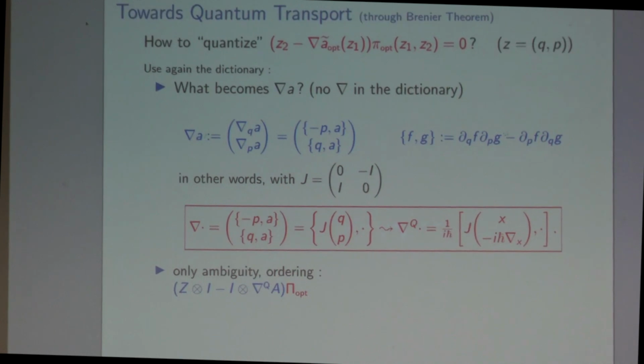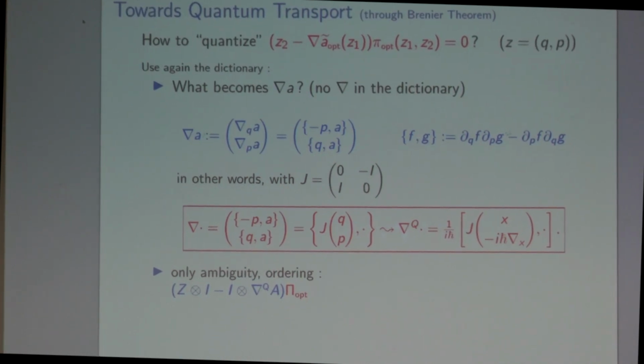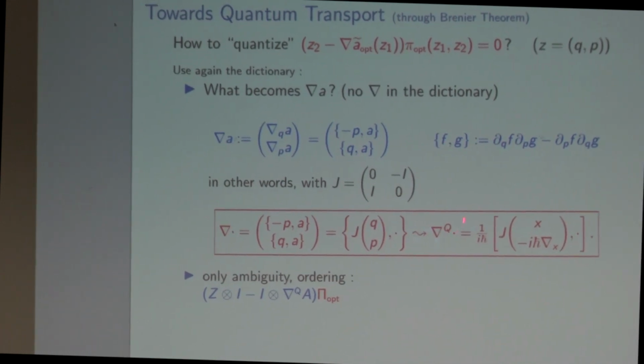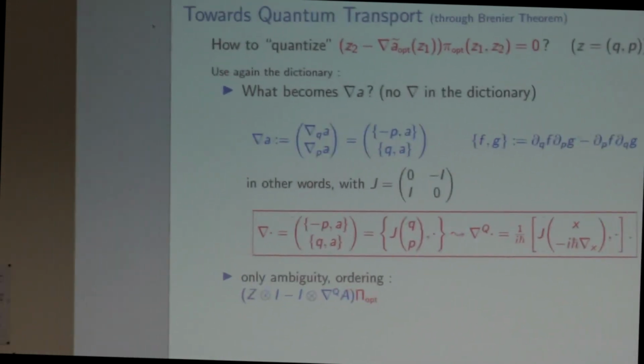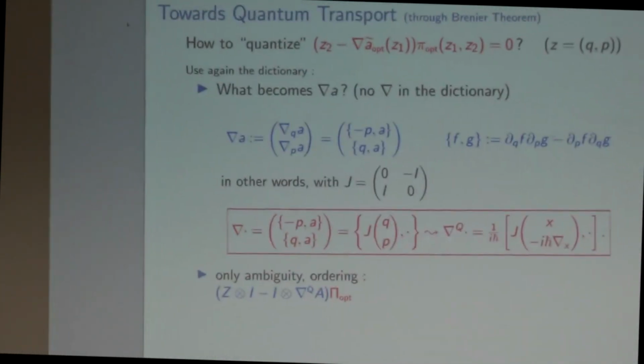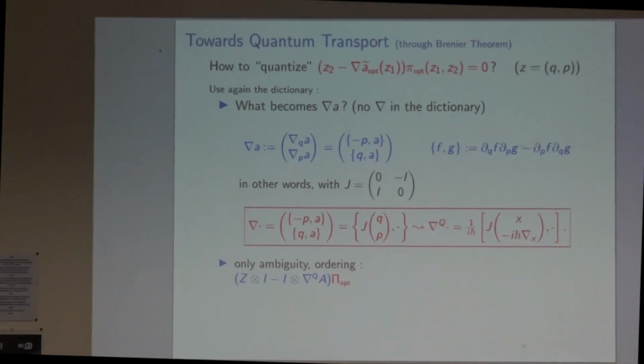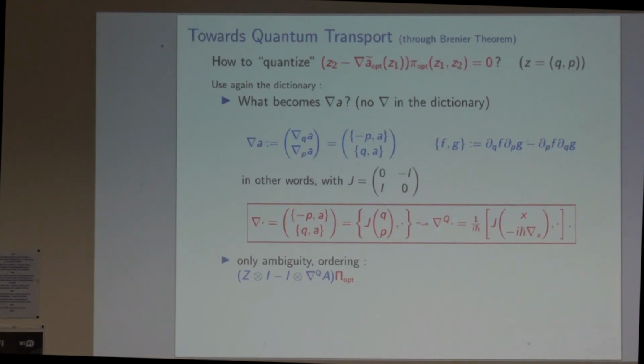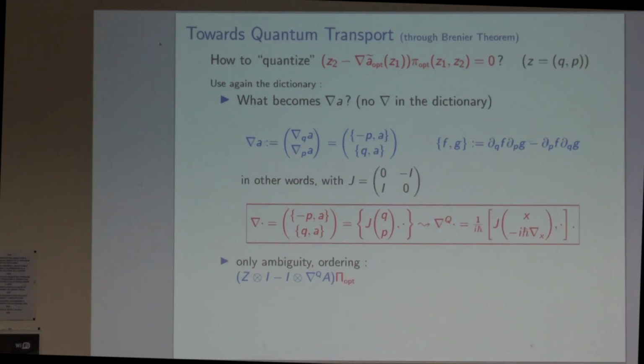So now we are in a shape to start quantizing this, because we have a Poisson bracket, and we have seen that in the dictionary, the Poisson bracket should be quantized as a commutator. It's exactly what Heisenberg invented in 1925. He invented the commutator, he realized the importance of the commutator, but it's Dirac who really understood that the commutator was a Poisson bracket.